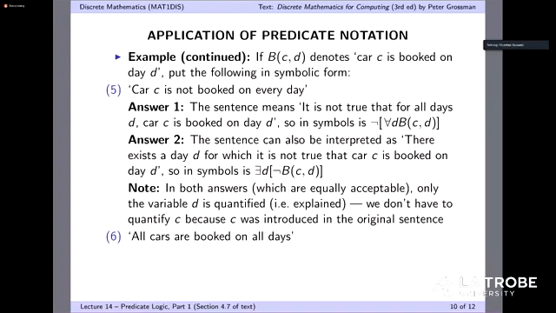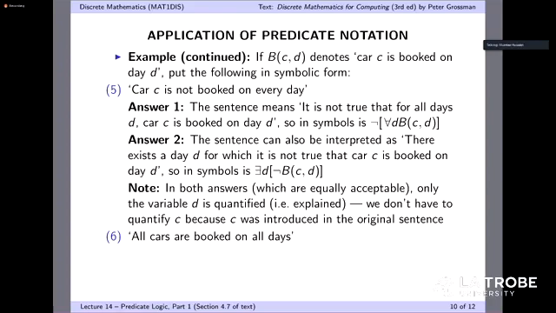All cars are booked on every single day. Now you need a car, you can't get one. How are you going to write it down? Anyone? Is it for all C, for all D, B(C, D)? Exactly the same statement I'm quoting, except you missed one quantifier there.